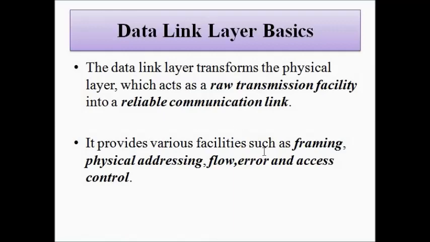So the various facilities that are provided by the data link layer is converting the data or information into suitable frames, which is called framing, providing specific identification in the form of address for each sender and receiver, so that it can be pinpointed which is the sender and which one is the receiver, where the data packet, the data or information is coming from, and where it is going. Okay, physical addressing.